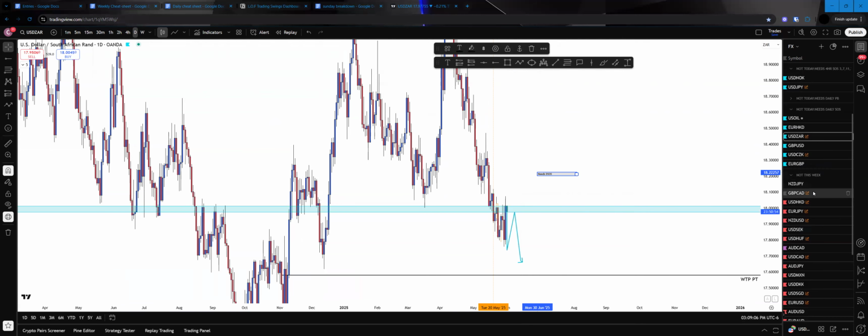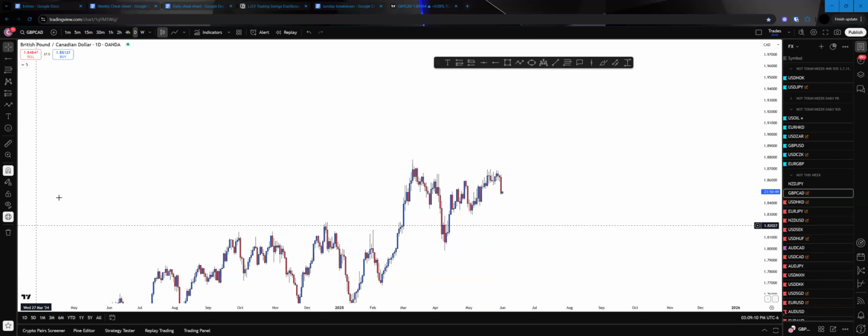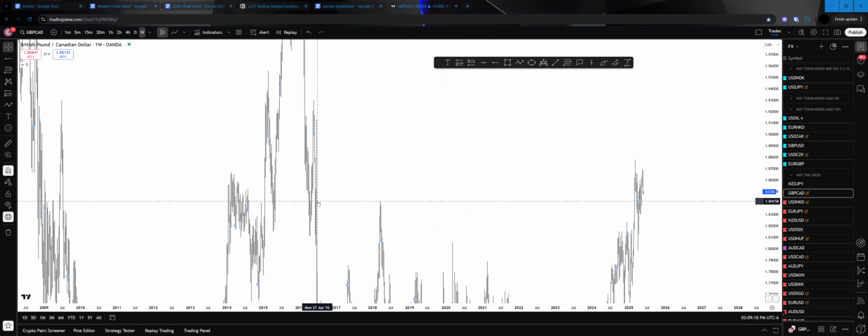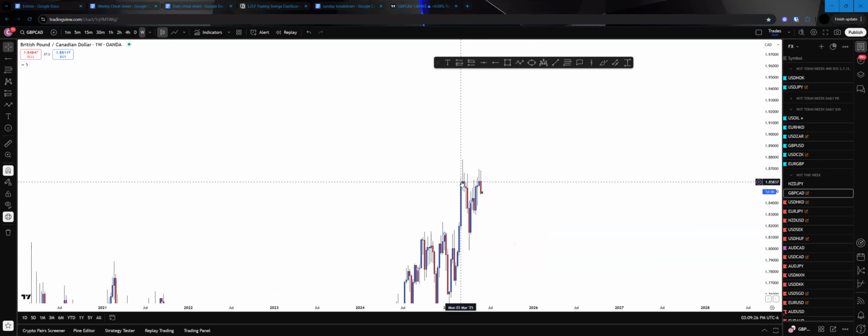Okay, needs daily SOS. GCAD. We're bullish, previous candle closed bearish. Not at a valid weekly area of interest. Can't counter trend because this was the previous weekly structure. Okay.